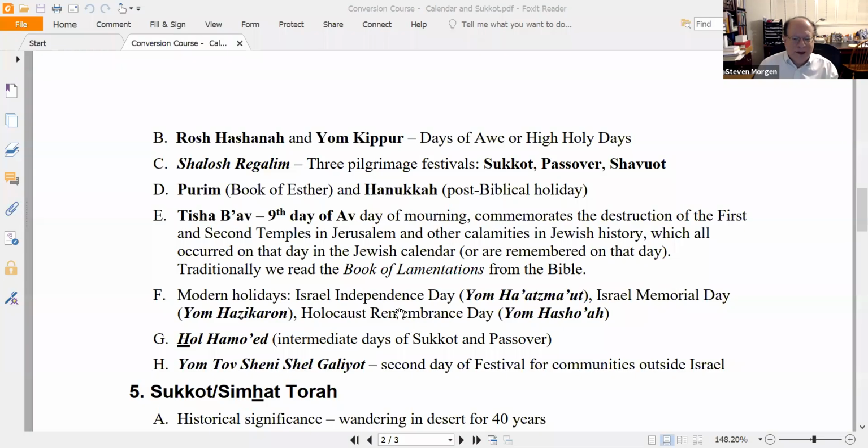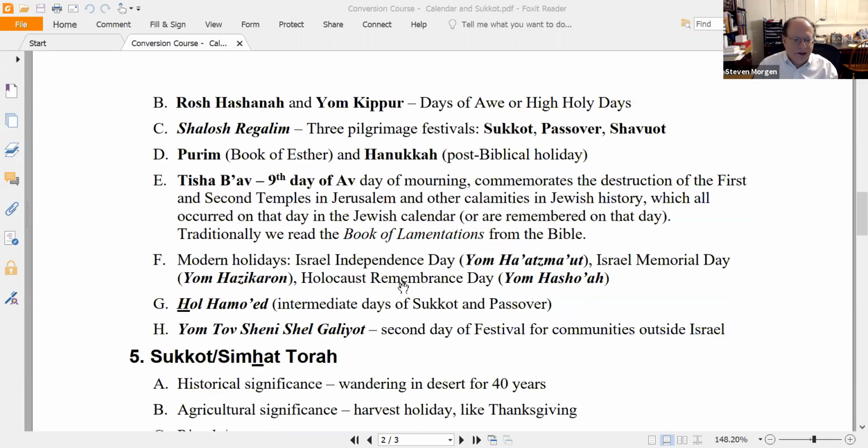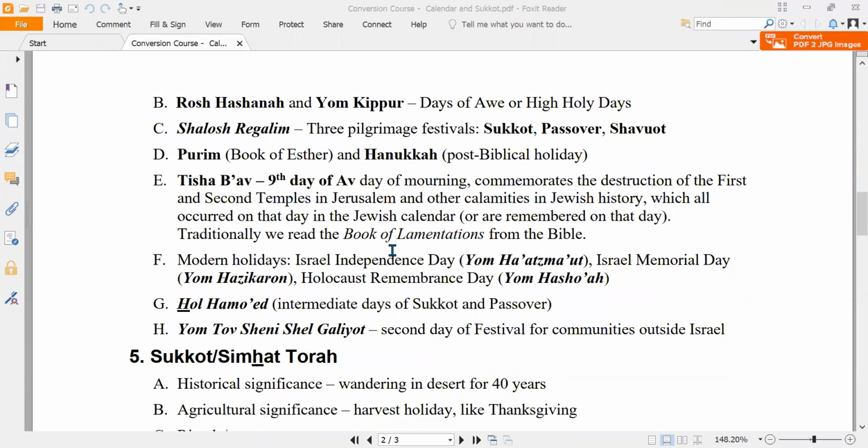But in any case, it happens in the summertime. A lot of Jews may not know about it, but there it is, Tisha B'Av. If you go to summer camp, Jewish summer camp, of course, it's likely that Tisha B'Av will fall while you're at summer camp, and then you would definitely know about it. Because at the camp, it's a day of mourning, and it's a day of fasting, and like I say, you read the Book of Lamentations. So those are the original holidays.